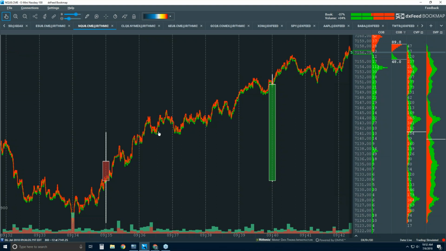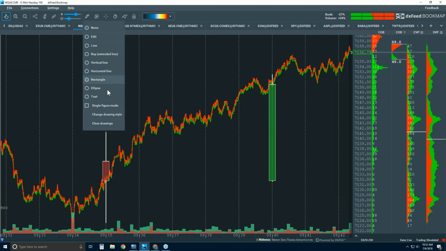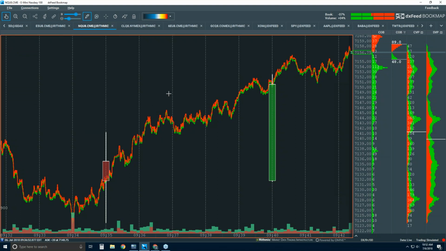Well, what we're going to see is the volume in these microstructural areas. Let's define what I mean by microstructure. It's these little consolidation periods here, here, one here and here, and there's a bigger one here. Now you can already start to see a pattern. Note how we consolidate, break out, consolidate, break out, consolidate, and break out again.